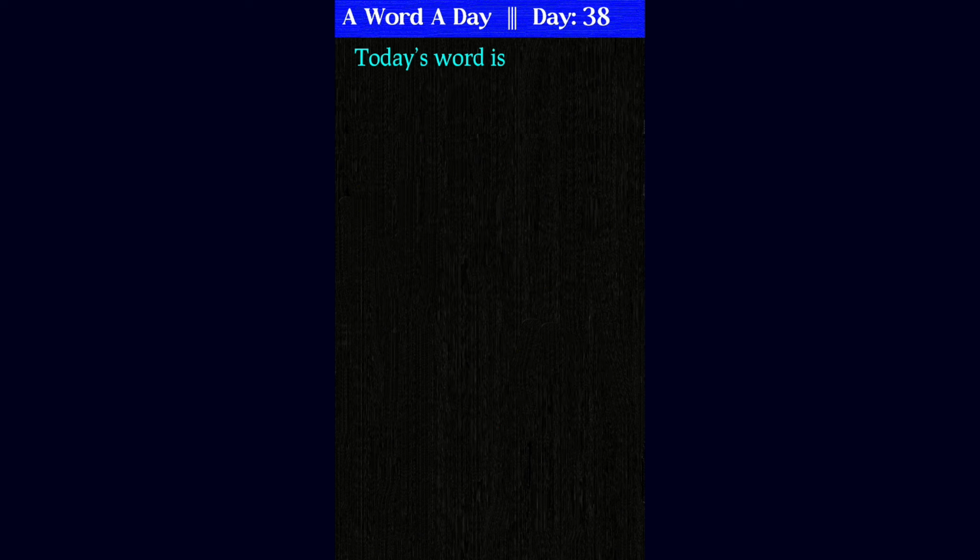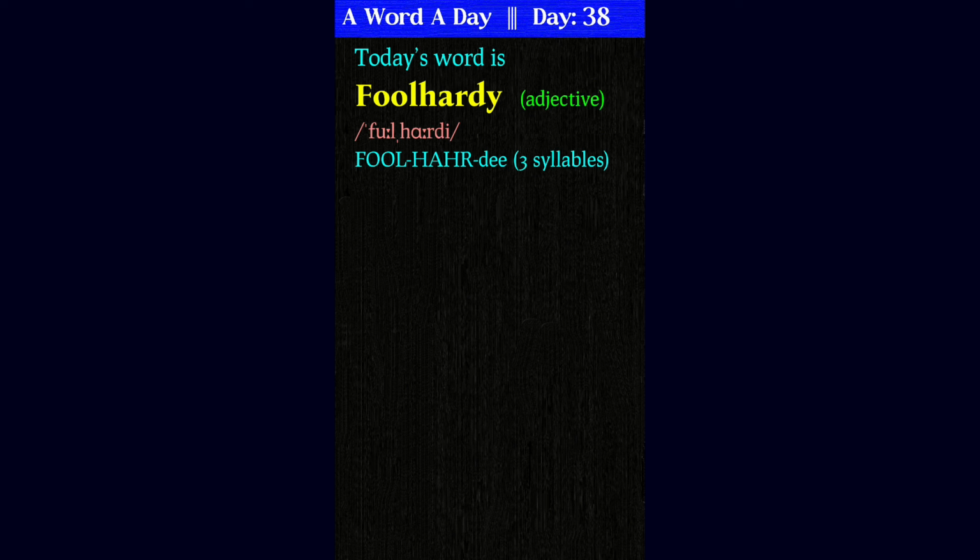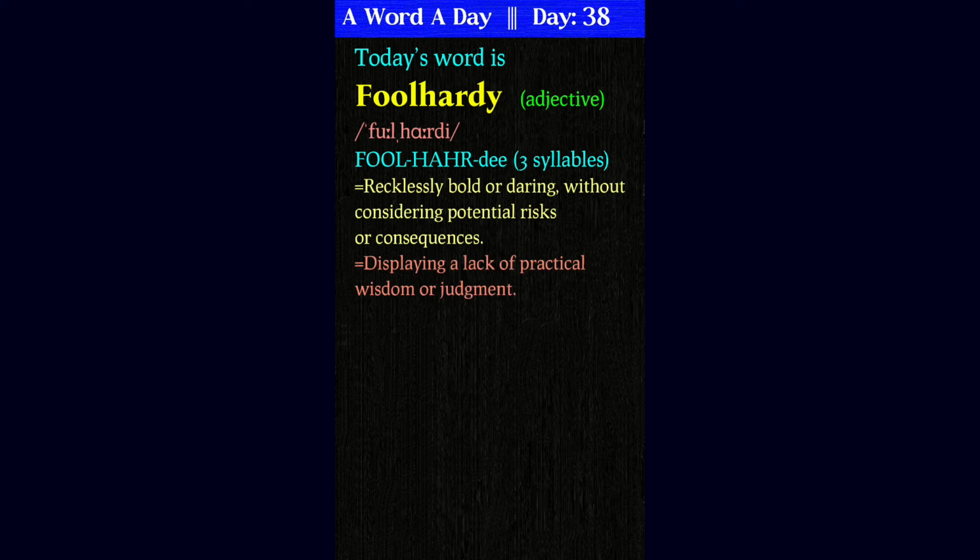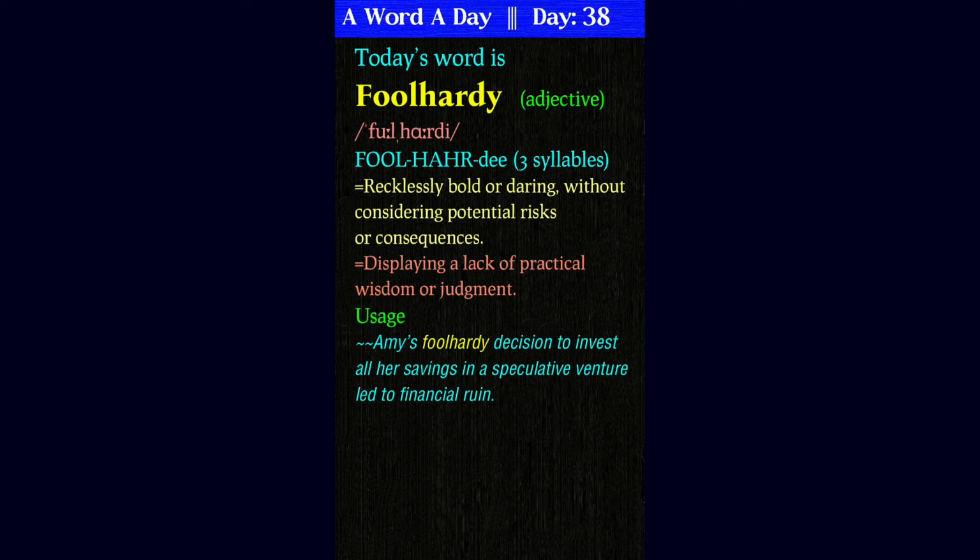Day 38. Today's word is foolhardy. Foolhardy. 3 syllables. Foolhardy is an adjective. Foolhardy means recklessly bold or daring without considering potential risks or consequences, or displaying a lack of practical wisdom or judgment. Usage. Amy's foolhardy decision to invest all her savings in a speculative venture led to financial ruin.